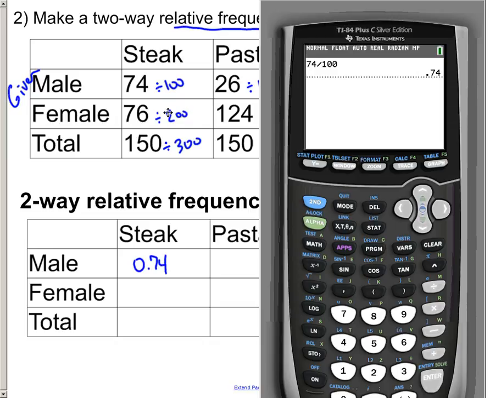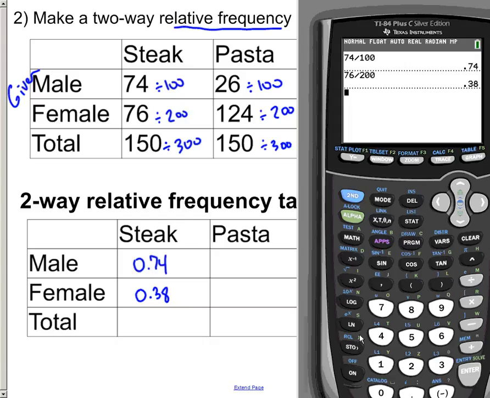Let's do the 76 divided by 200, because I think that one will show up a little bit different. 76 divided by 200. It's 0.38. Now that's disappointing. I was hoping to show a situation where we're going to have to round again. I'll tell you what, let's try the 124 divided by 200. That's 0.62. So sometimes it's nice you don't have to go through and round it all.